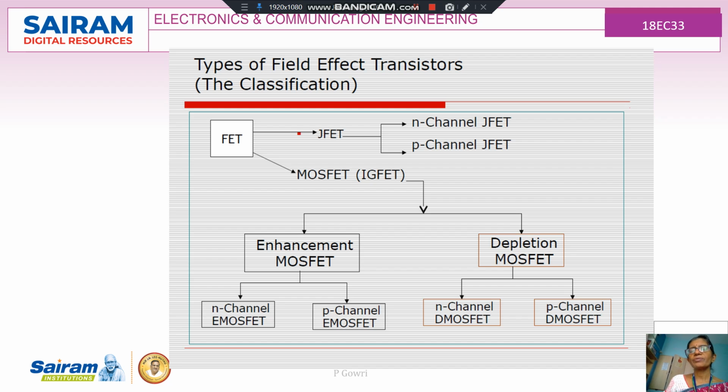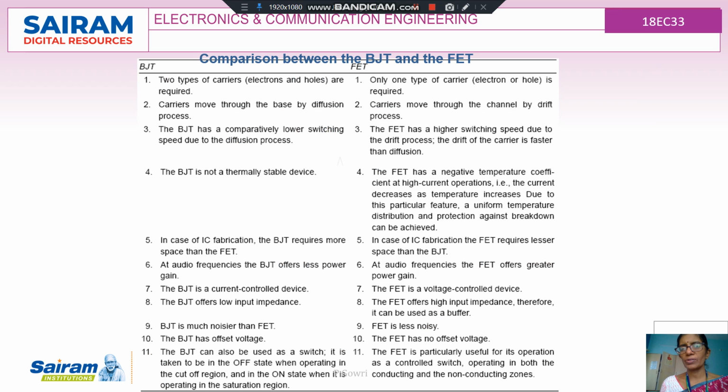Similarly, the metal oxide semiconductor field effect transistor, otherwise called an insulated gate field effect transistor, is of two types. One is enhancement mode and the other is depletion mode. In enhancement mode, we have N-channel E-MOSFET as well as P-channel E-MOSFET. Similarly, the depletion mode also consists of N-channel D-MOSFET and P-channel D-MOSFET.